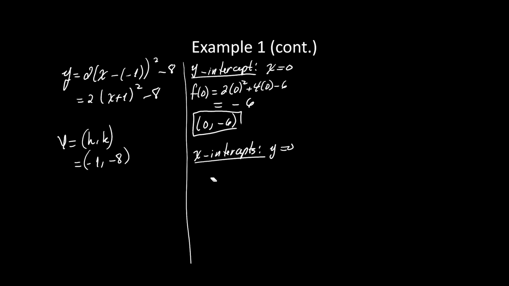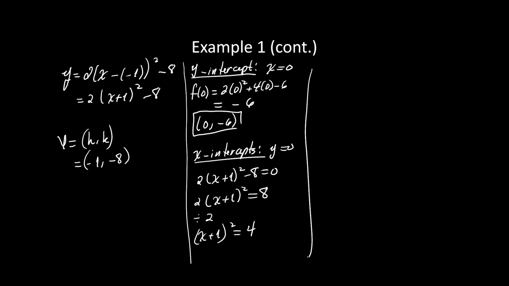We can set this to 0. 2 times x plus 1 squared minus 8 is 0. Bring the negative 8 over. Becomes an 8. Divide by 2. We get x plus 1 squared equals 4. And now we take the square root of both sides. When we do that, we get x plus 1 is plus or minus the square root of 4, or plus or minus 2. So we have two values for x.